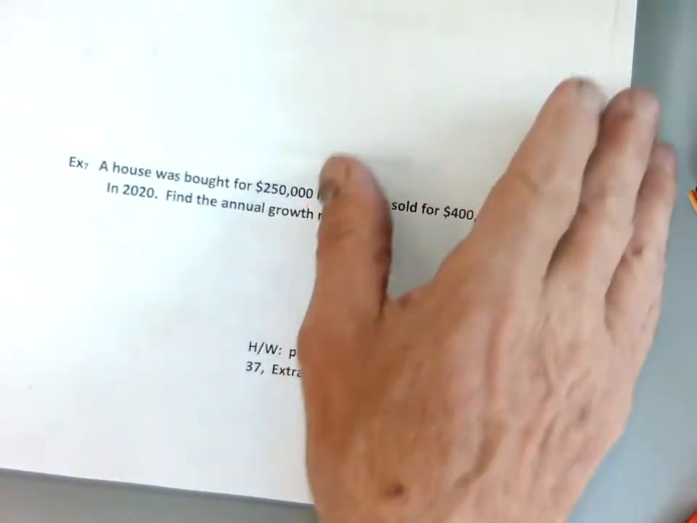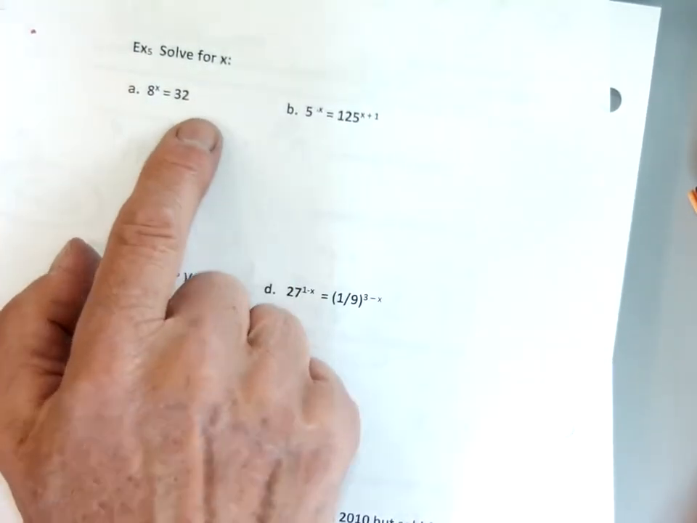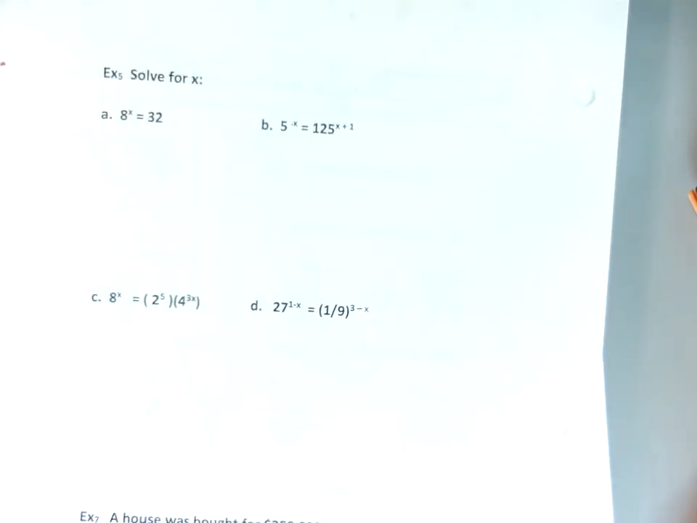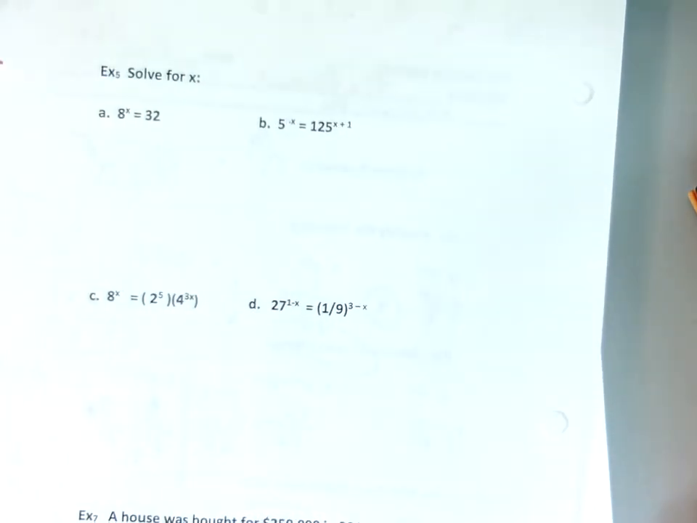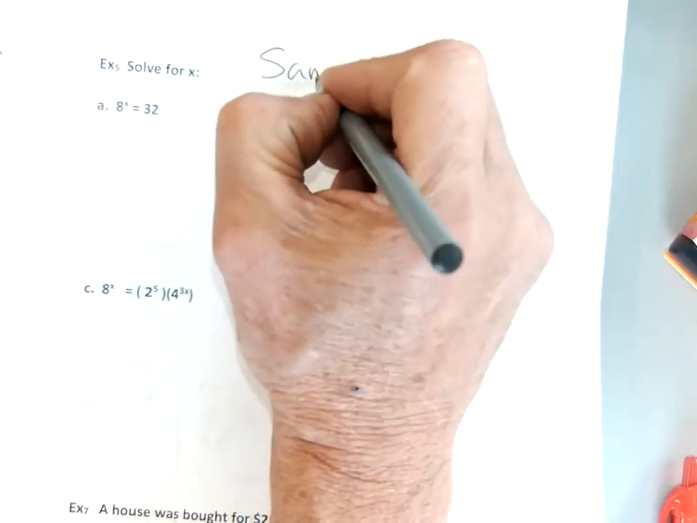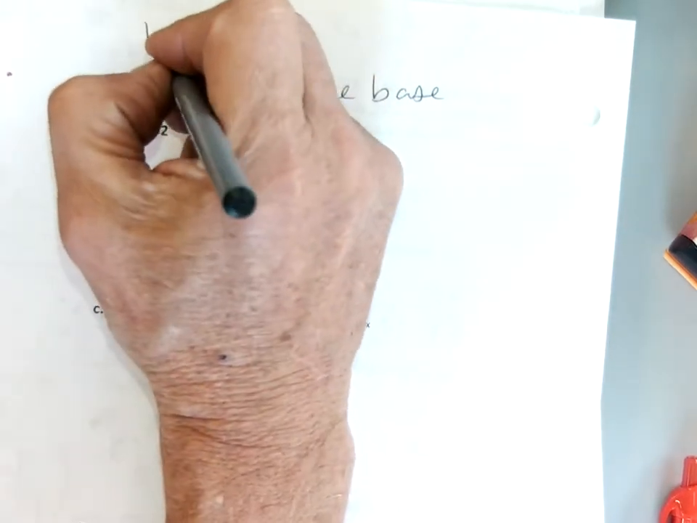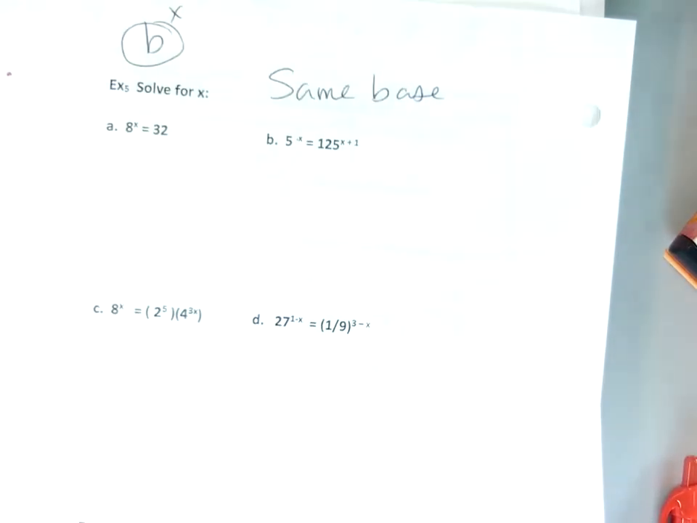All right, now, solve for x. Don't divide by 8, because this is 8 to the x. You've got to convert it. Yeah, convert it. In fact, let's change it to the same base. We want the same base. So b to the x, the base is that number, okay?